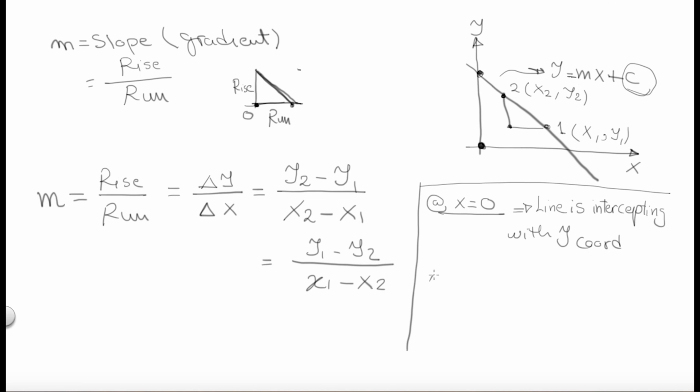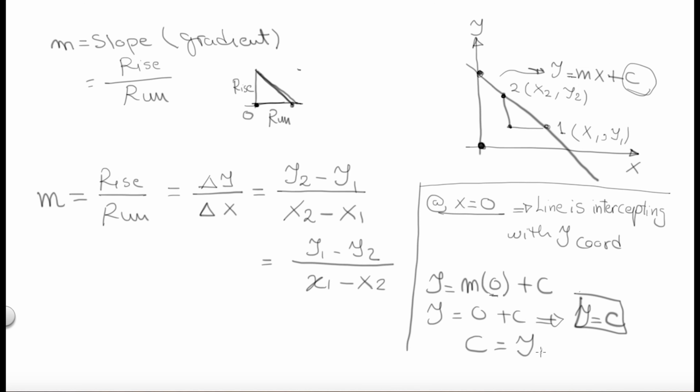So y equals, at x equal to 0, m times 0 plus c. M times 0 is 0, plus c, so y is equal to c. So from these two points, x equal to 0 means we will get the y-intercept. So when we substitute here, we found that y is equal to c. So actually we could define c as the y-intercept of this line.